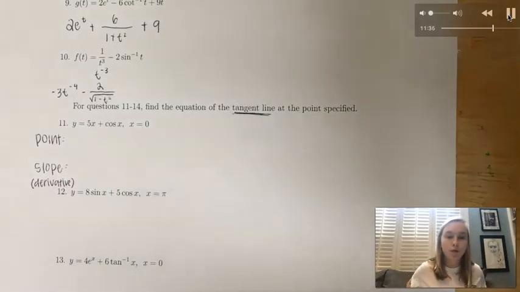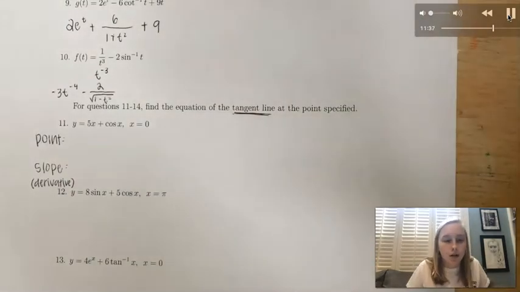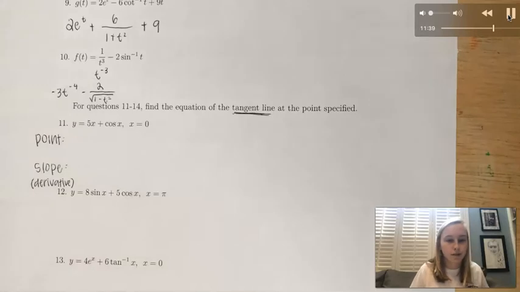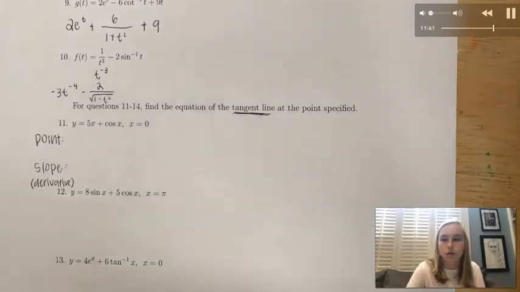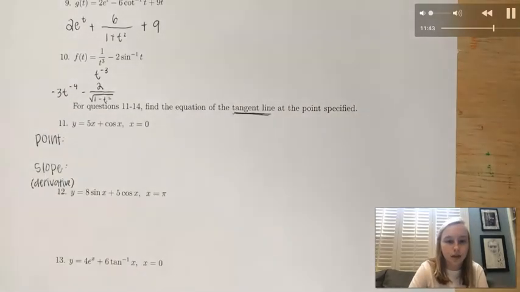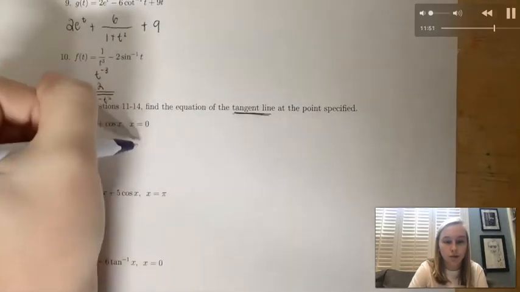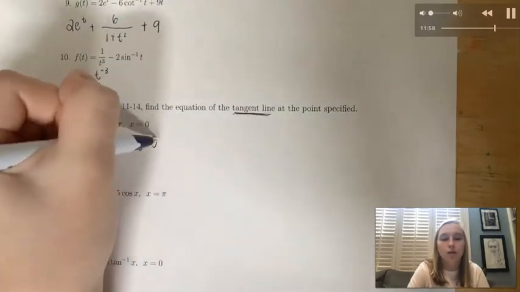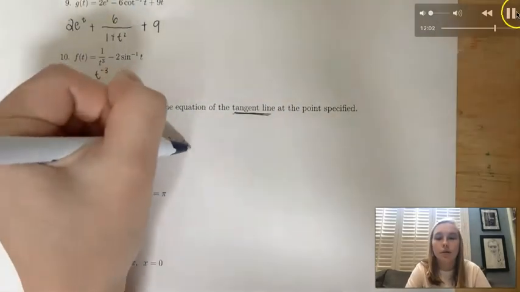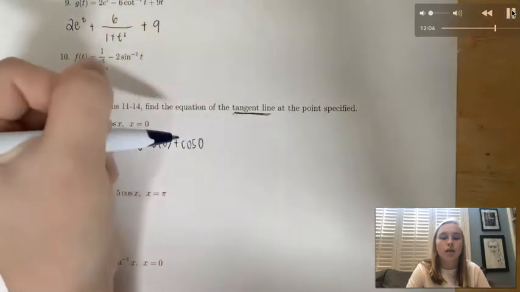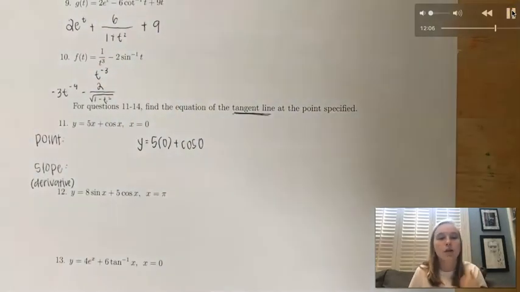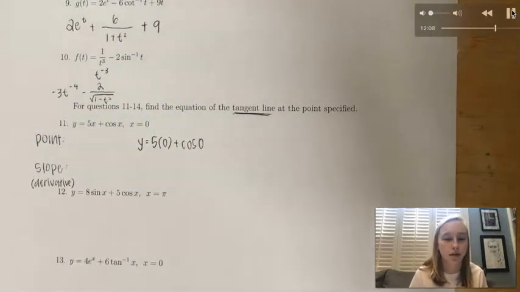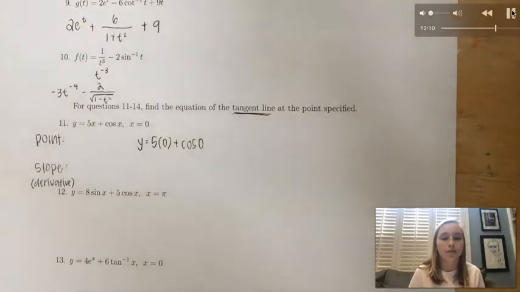Okay, so like I said, I might take a minute doing this, and I'm sorry if I do. You are going to plug 0 into the y equation. So that's what I did right now. 5 times 0 plus cosine of 0. So 5 times 0, easy.